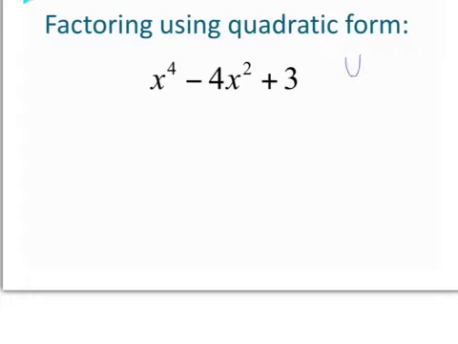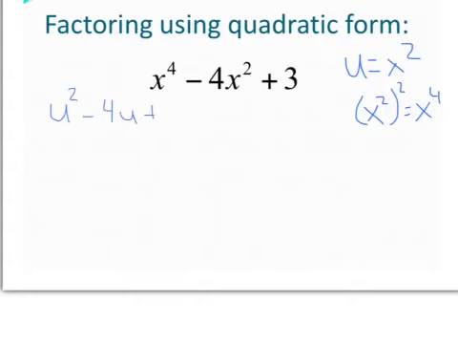So what I'm going to do is say that u equals x squared. If I did that, well, x to the fourth, I could rewrite that as u squared, because x squared squared equals x to the fourth. Now you might want to rewind that and listen to that again because it seems kind of confusing. So I'm going to replace all of these, and I'm going to have u squared minus 4u plus 3.